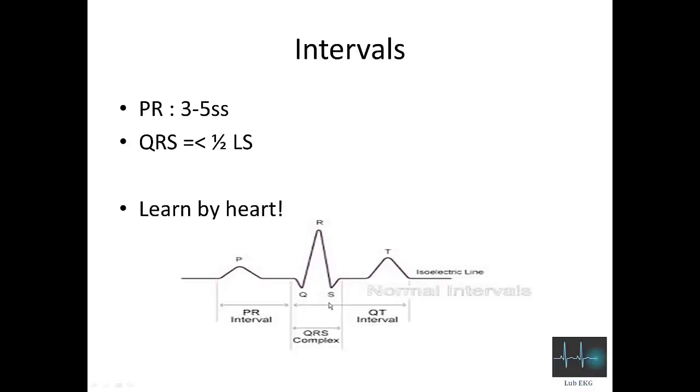The QRS complex, which is from the start of the Q wave, which is this deflection from the isoelectric line, to the end of the S, is supposed to be equal to or less than half a large square. And this is also very important. You also have the QT interval. This is a bit more complicated because the QT interval is calculated from the heart rate, so there's no fixed set of numbers that you can use. So we will just skip that for now. We will come back to this in another lecture.